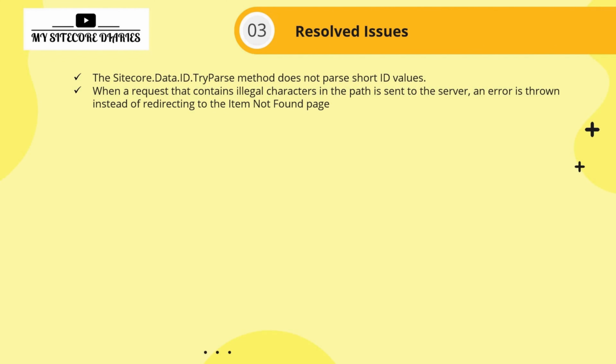When a request that contains an illegal character in the path is sent to the server, an error is shown instead of redirecting to the item not found page. So when the URL has an illegal character, in the older version it showed the error page, but now it shows the item not found page.